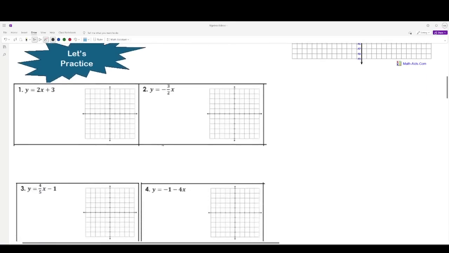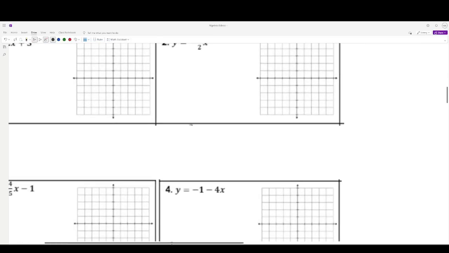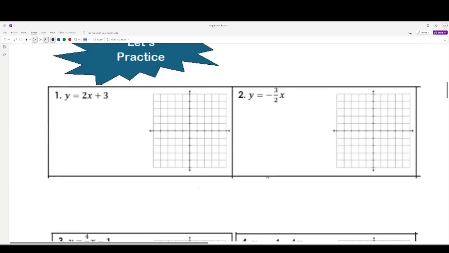So practice. These two are just like things we just did. I'm going to go ahead and go through them, but if you feel like you've got that, you can skip. But number 2 is a little bit trickier. So feel free to skip ahead if you have this, or pause and do it on your own and then check by unpausing.